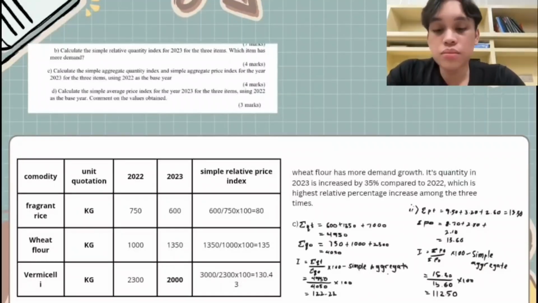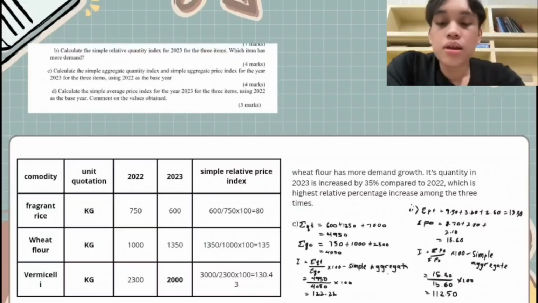Now let's move on to the question B. This question asks us to calculate the simple relative quantity index. The formula is quantity index equal current year quantity divided by base quantity times 100. For the fragrant rice, 600 divided by 750 times 100 equal 80. This means the quantity purchased increased by 20%. For wheat flour, 1350 divided by 1000 times 100 equal 135. This means the quantity increased by 35%.